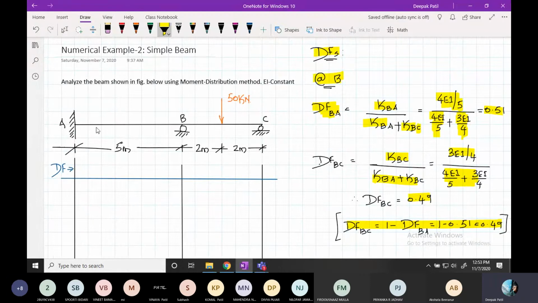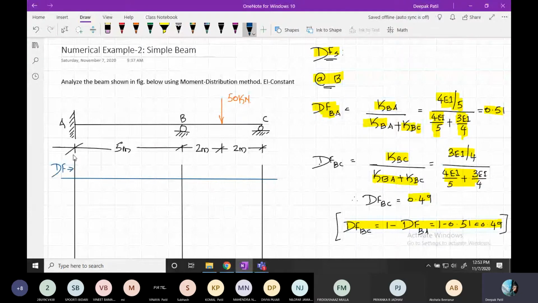No need to find the distribution factor at A and C because they are end joints. So is there any doubt in finding distribution factors, students? No, sir. No? Okay.